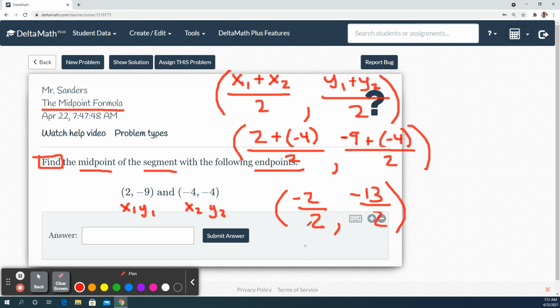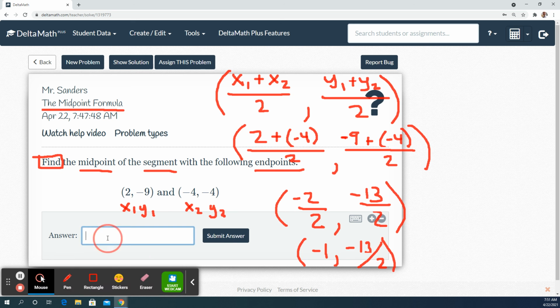Simplifying, we get negative 1, and it's up to us how we want to represent this as a mixed number or as an improper fraction. It should be okay like this. They did not say to write it in any special way, so that is okay. Remember, we can use a calculator or just divide it out if we need to. Let's see how they like my answers.